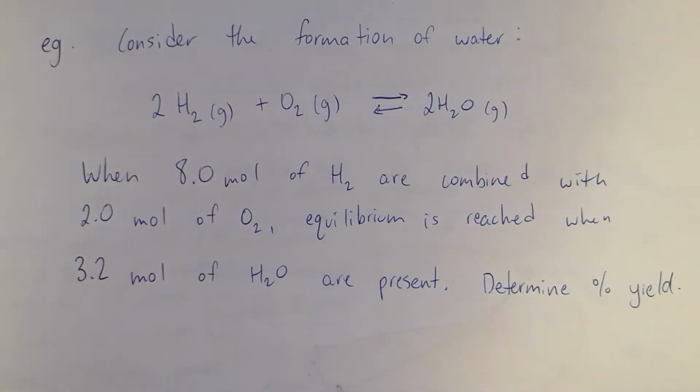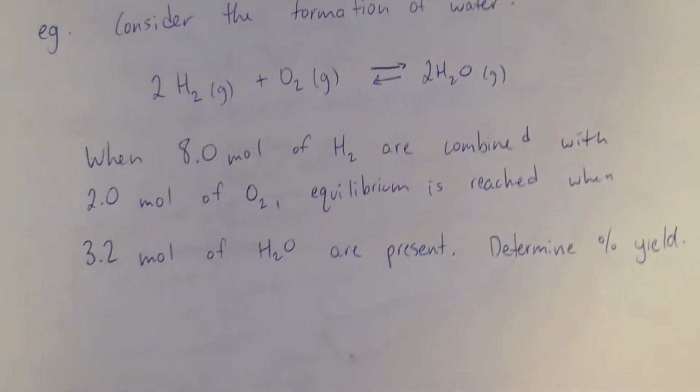So here I've given you a new reaction, just the formation of water from hydrogen and oxygen gas. I've mixed up the number of moles that we've put in a container. Okay, so I'm saying 8 moles of hydrogen with 2 moles of oxygen, and at equilibrium we see 3.2 moles of water. We need to determine the percent yield.